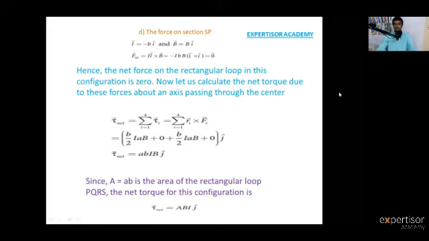Now let us calculate the net torque due to these forces about an axis passing through the center. Take these four sides PQ, RS, SP and QR. Add the total for magnitudes only. Finally, we got the relation net torque equal to a B × I B. Here the area of the rectangular loop is equal to a × b. So finally, net torque is equal to I A B J cap. This torque is along the Y direction, that's why here we write J cap.